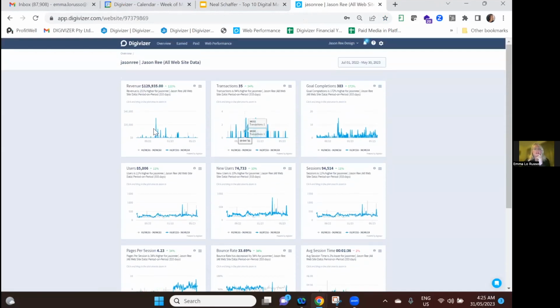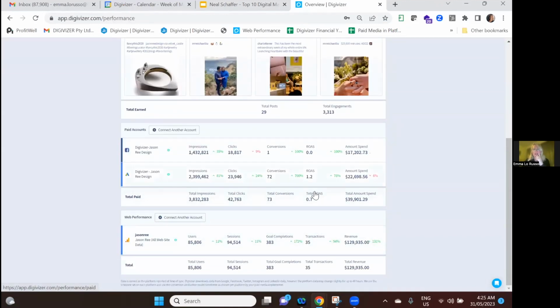So what this brand has been able to do is create 383 bookings in this period of time and $130,000 of online sales for jewellery that actually costs a lot. If we actually have a look quickly, their ROAS.